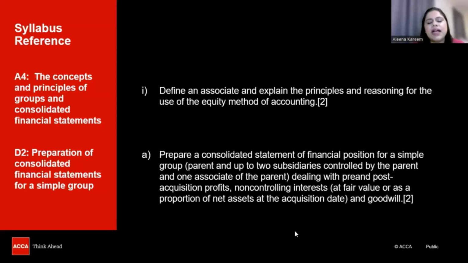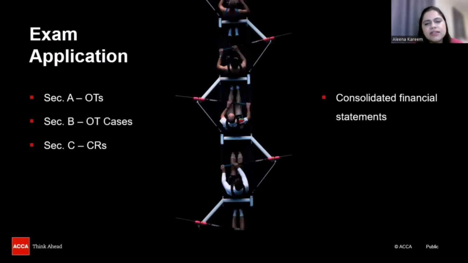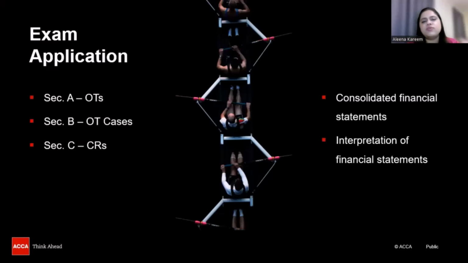So here we were at the discussion of the syllabus. Once you've covered the syllabus, then in case of exam application, associate questions, we have seen them all across the exam. So in case of OTs, OT cases, CRs, very frequently it comes up with the consolidated financial statements, CRs also, and also in the interpretation of financial statements where a company is trying to make a comparison with maybe a consolidated financial statement or considering any such a company which can be taken over, there might be working, in which case the investment in associate needs to be identified.